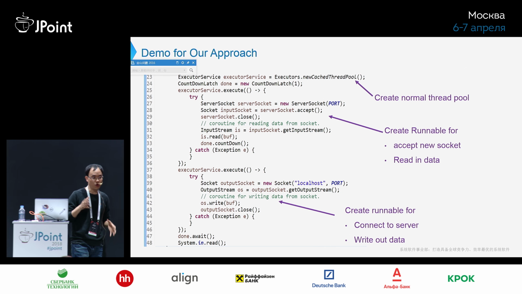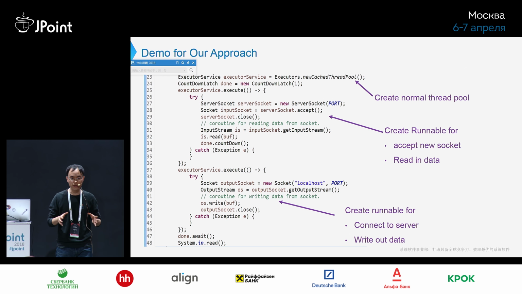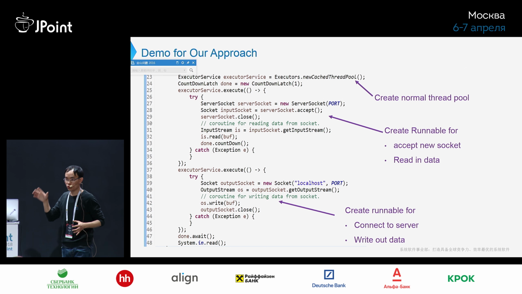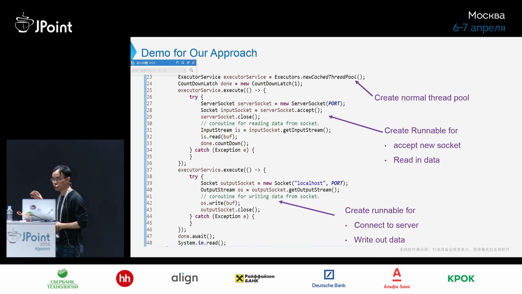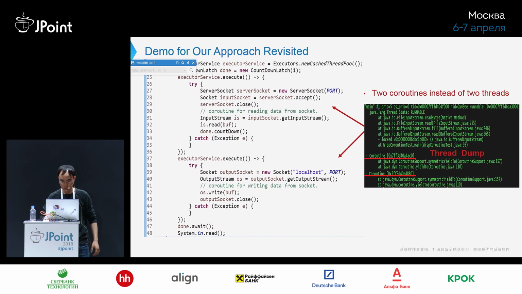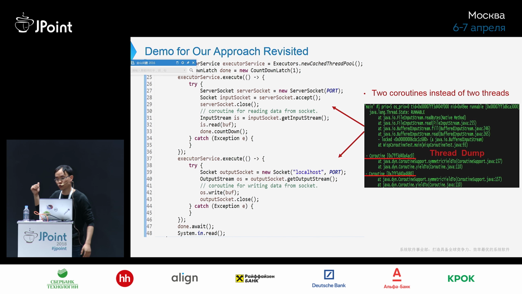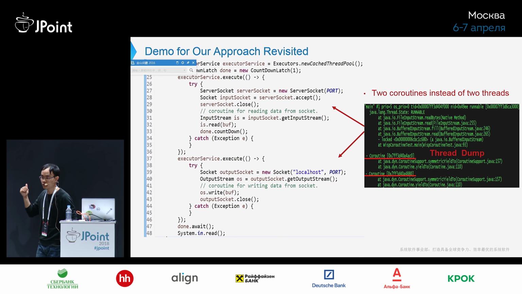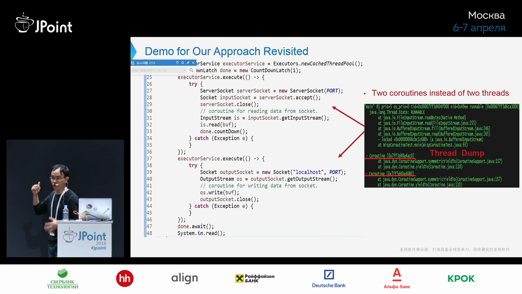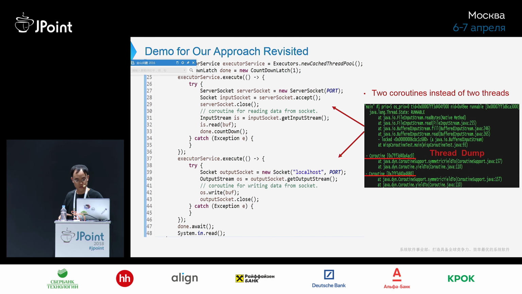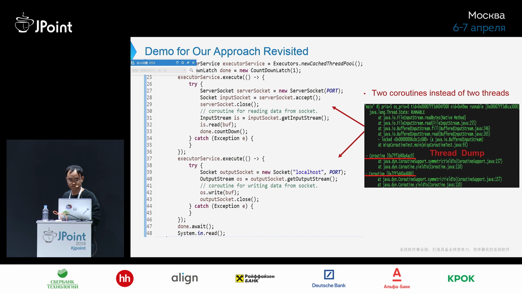If you just run this application on a normal JDK, generally, these 2 runnable tasks run on top of 2 separate threads, right? But in our solution, it's totally different. I'll show you. You can just look at this thread dump. Firstly, in the same thread, we actually create 2 coroutines instead of 2 threads.